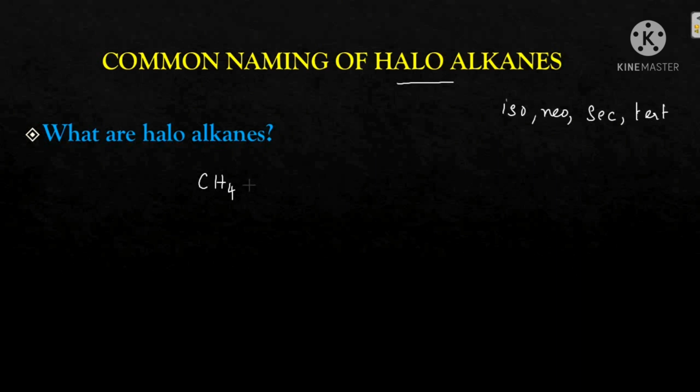For example, if you replace one of the hydrogen atoms of methane by a halogen, halogens are normally represented by the symbol X. So when you replace it, we get CH3X. This is a haloalkane or alkyl halide. Normally haloalkanes are represented by R-X, where X represents the halogens like chlorine, fluorine, bromine and iodine. Understood, students?